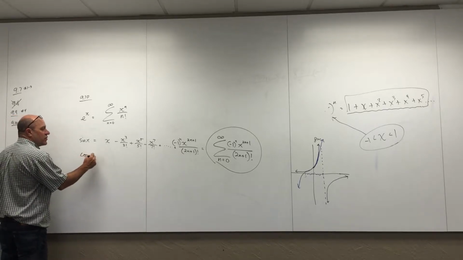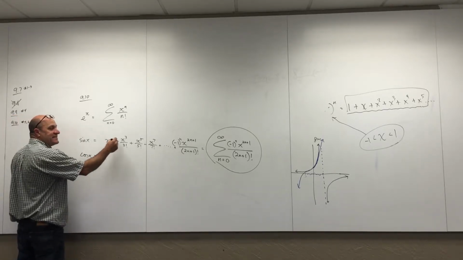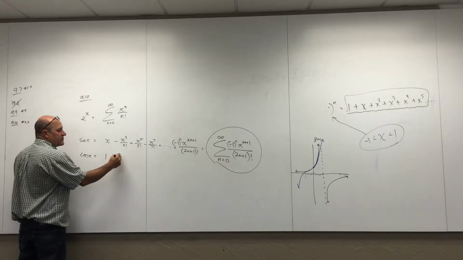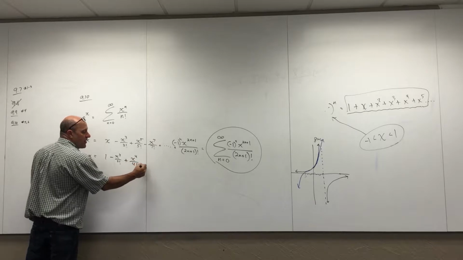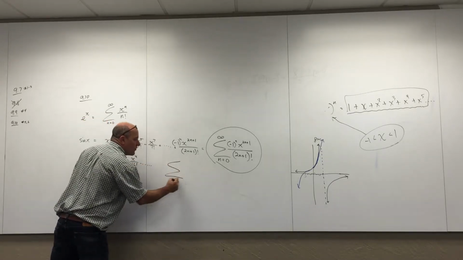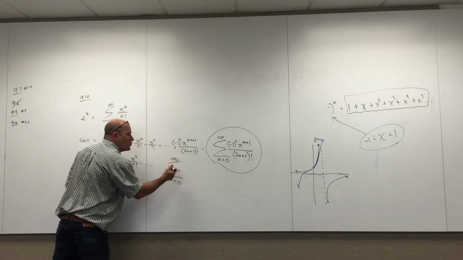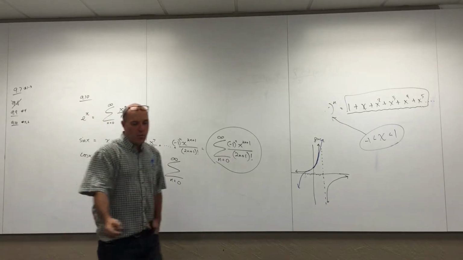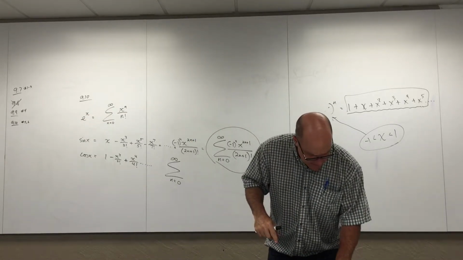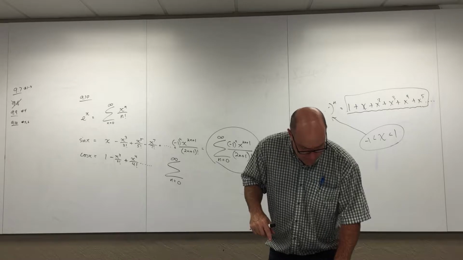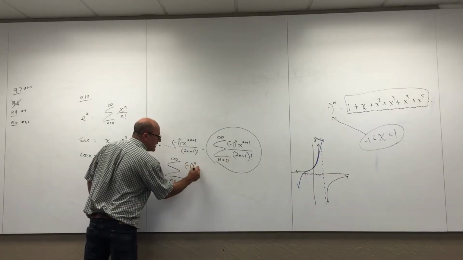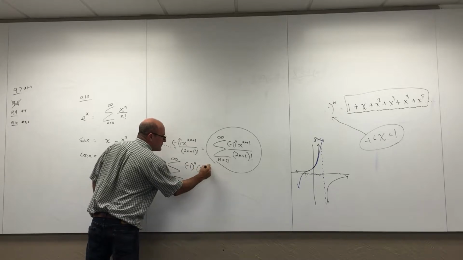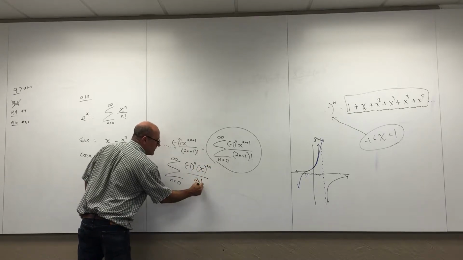Cosine x is similar. Cosine x, though, starts at 1, and then it's the even powers. X squared over 2 factorial, x to the 4th over 4 factorial, and so on. If you want to write it in closed summation notation, what is cosine x? It's right there: negative 1 to the n, x to the 2n over 2n factorial.